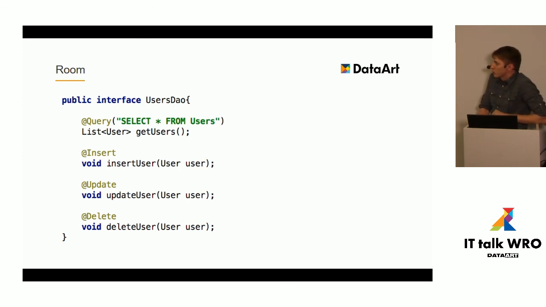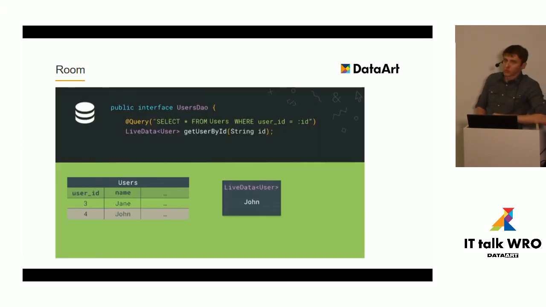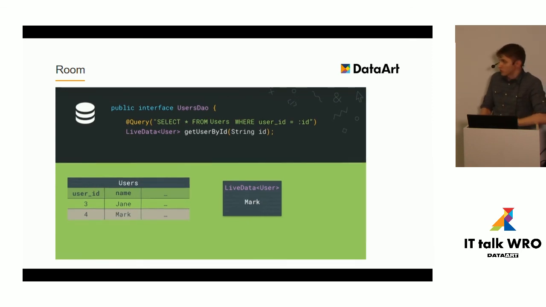The query is quite handy, but besides the query to get the list of users, we have the observable query. It's different from the original simple query because it returns LiveData with our user. Let's imagine we're getting a user by ID, and for example, with ID 4 we're getting our user John, and for some reason we changed our user to Mark. The LiveData will automatically change this user to Mark as well and will notify the UI, and we will get our changes on the UI side. It's quite handy, I think, and a little bit fun.